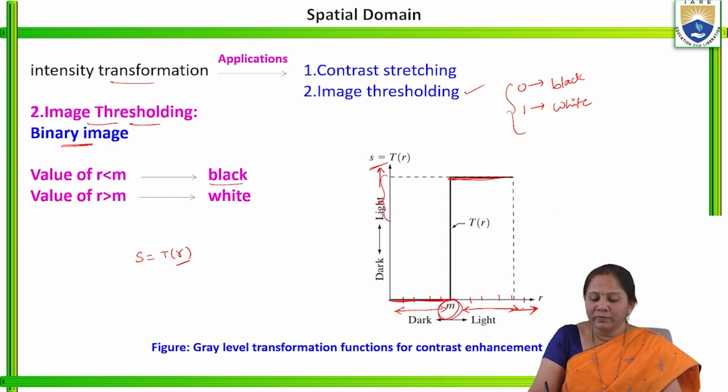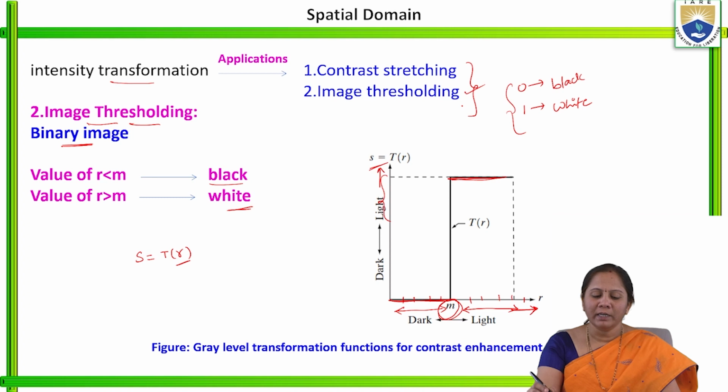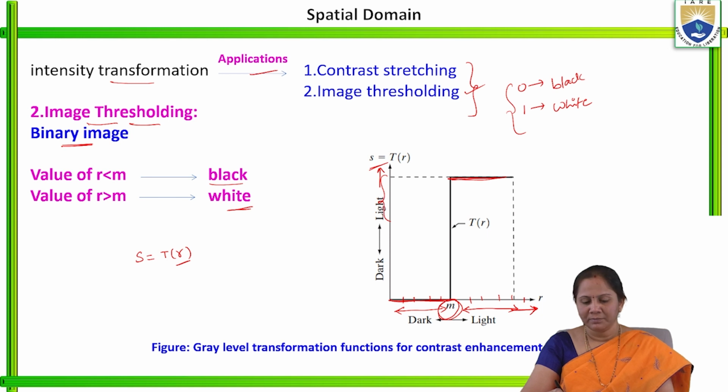So if the value of R is greater than M, it represents bright region. That is, that particular pixels will be represented with white color. So this is what about contrast stretching and image thresholding, that are applications of intensity transformation.